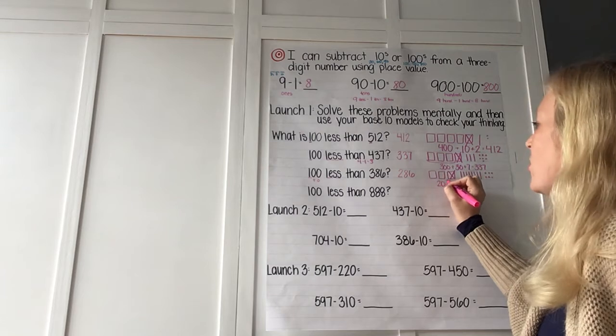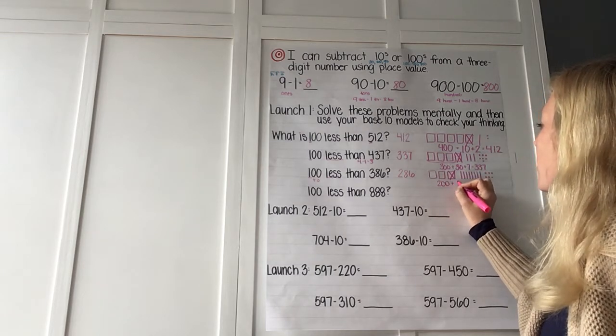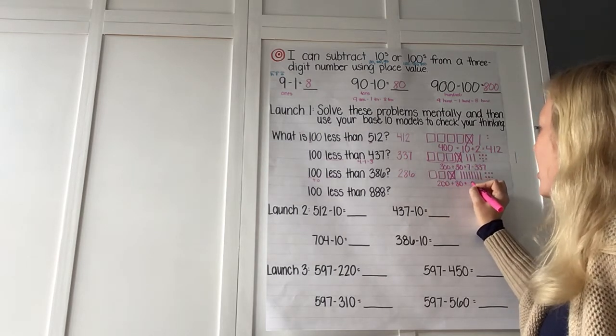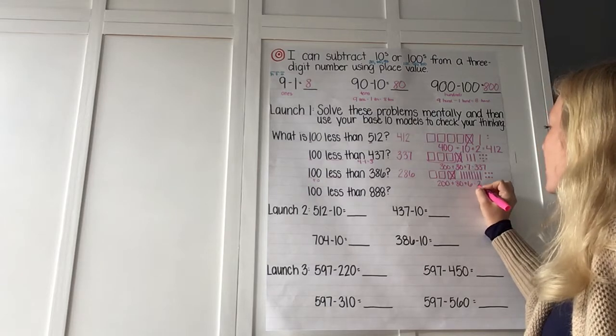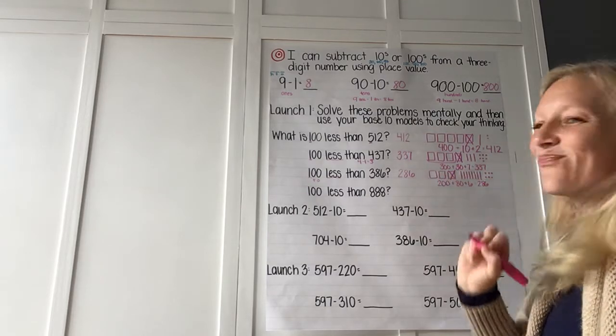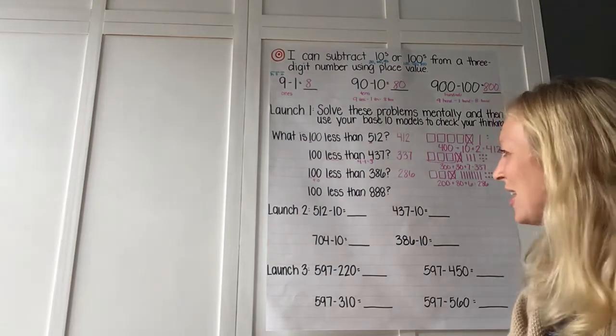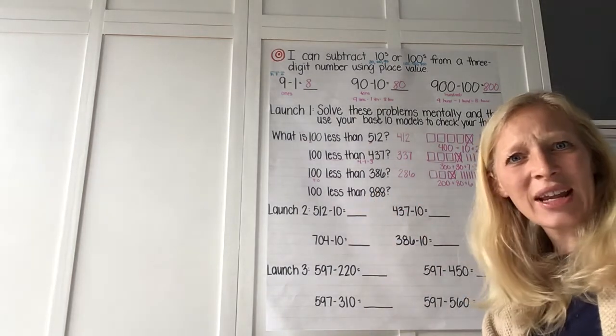And so you had 200s, 80, so 8 tens, and 6 ones. Did you? Yes, your model helped you prove it. What about this one? There's 3 8s. Aren't they the same?